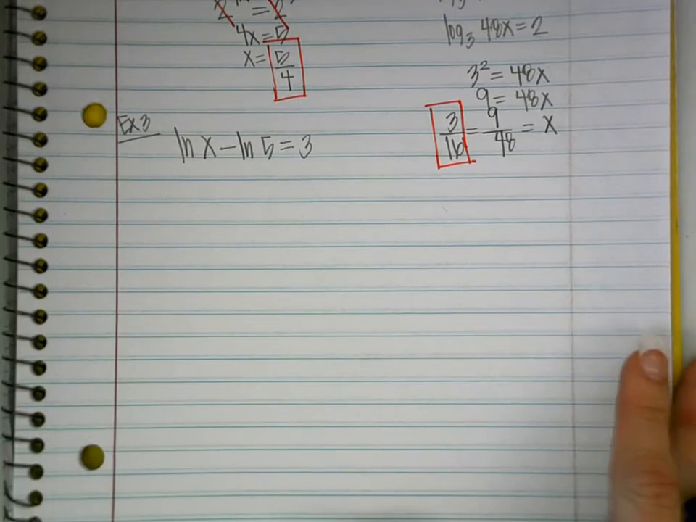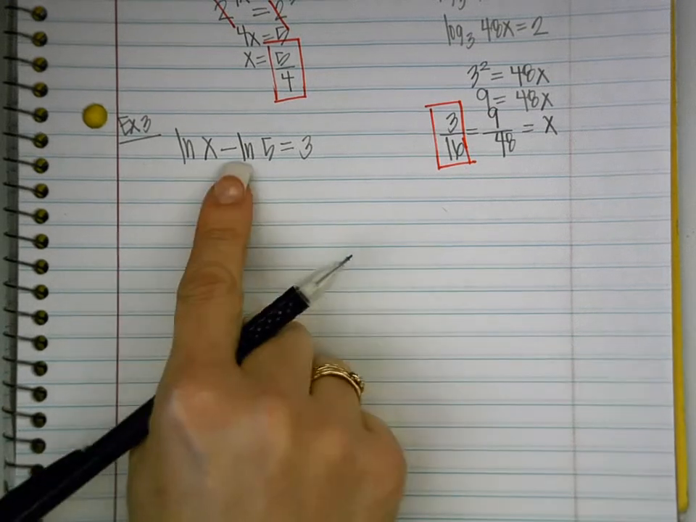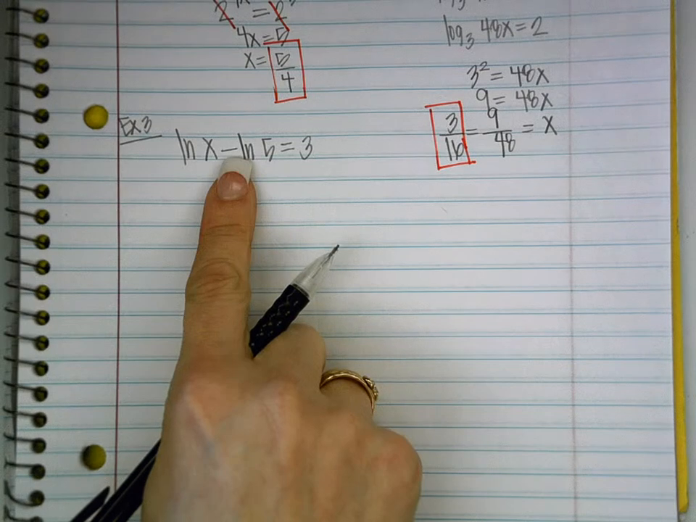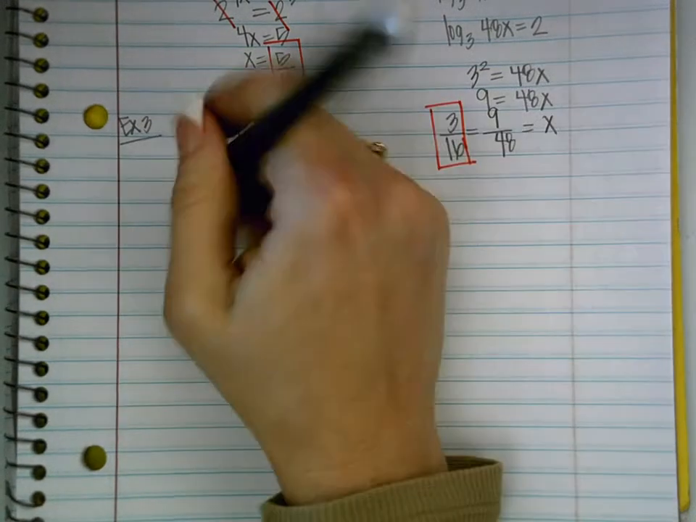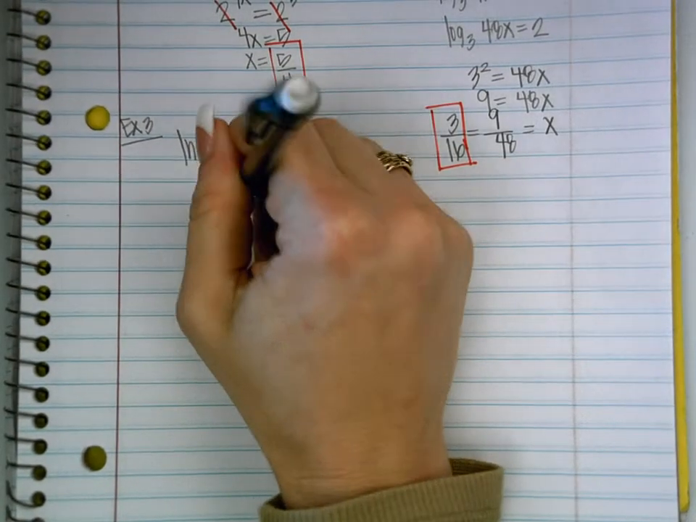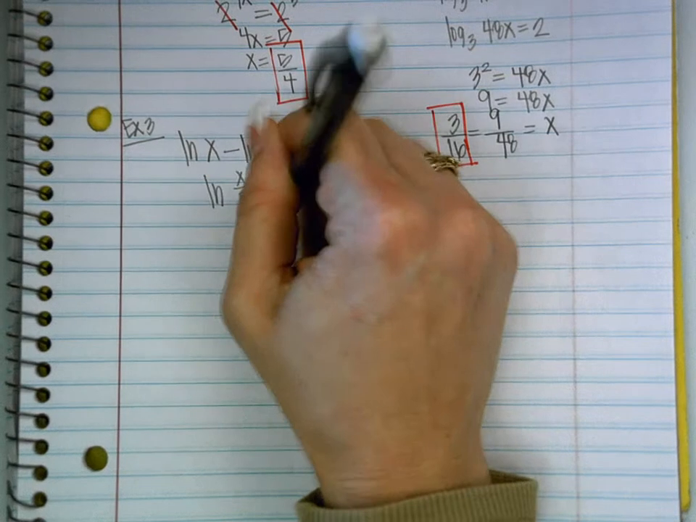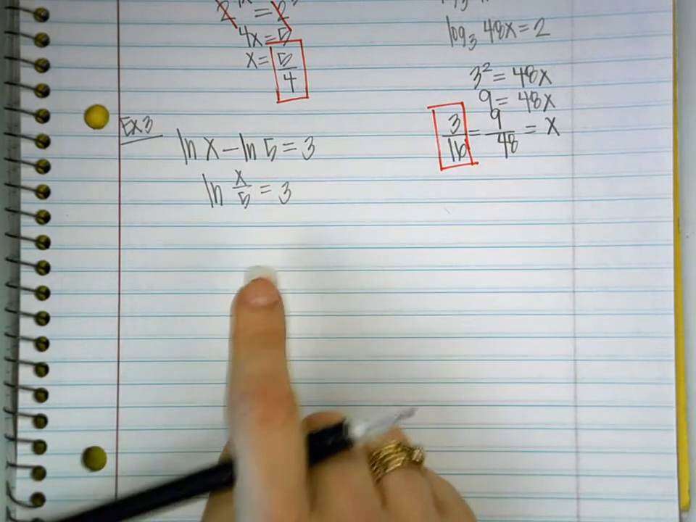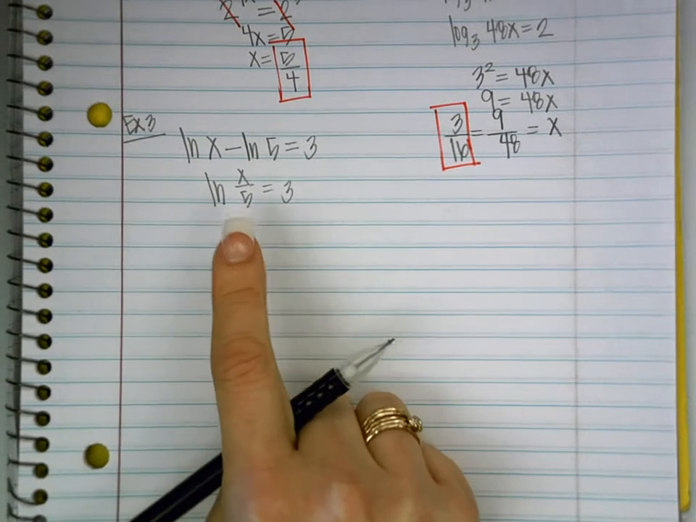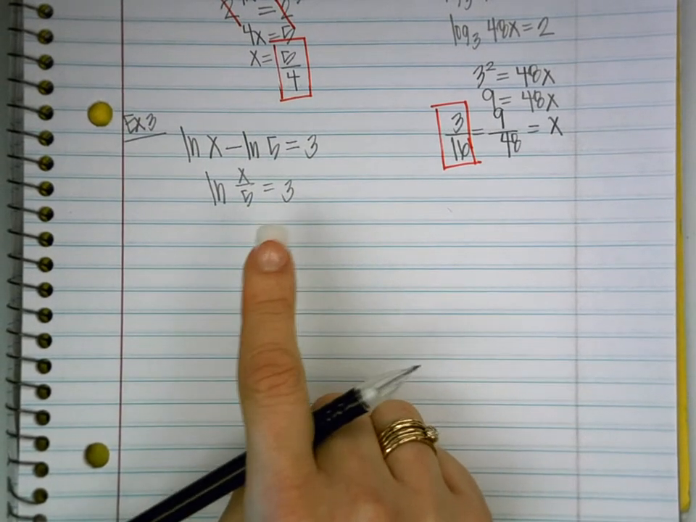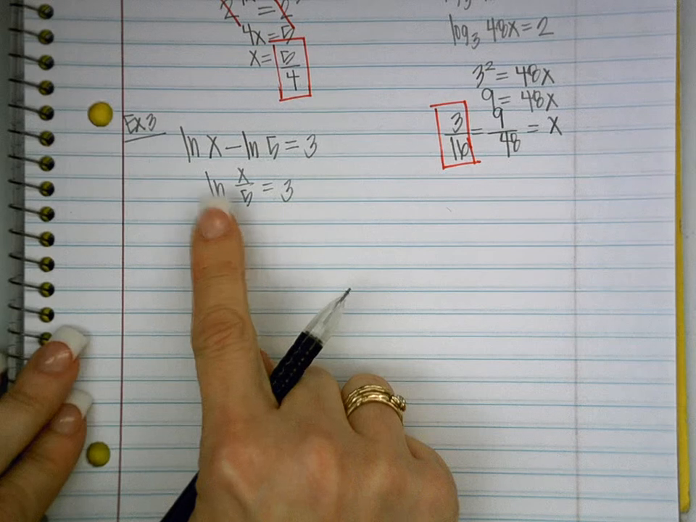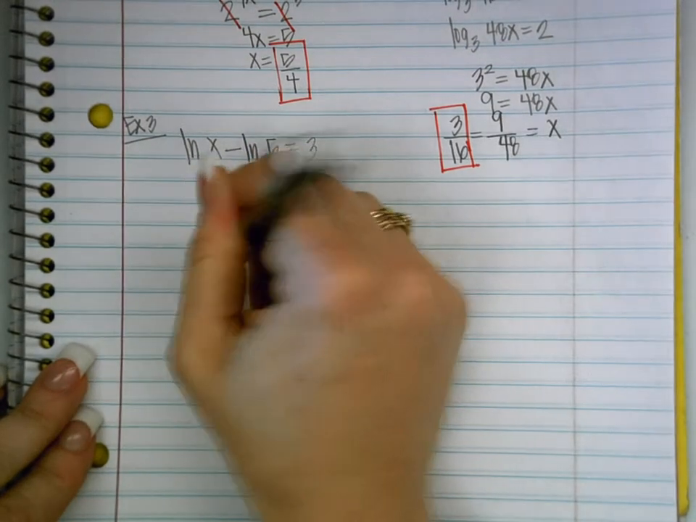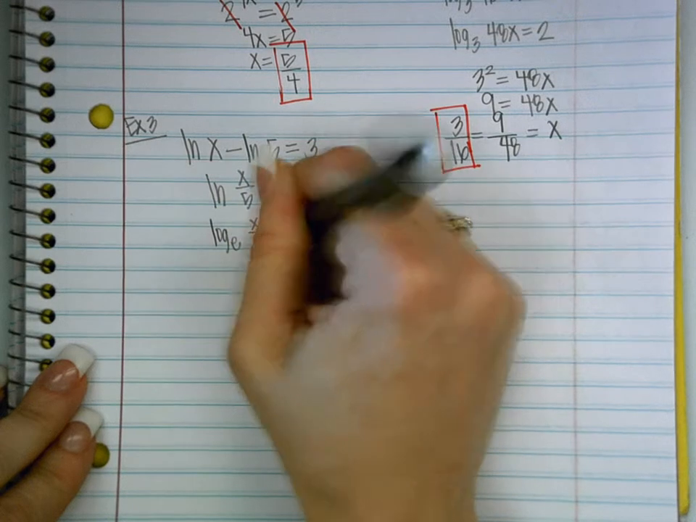Now, when we're first starting, when you're condensing this, you don't have to worry that these are natural logs. You leave them just like that. And subtraction turns into what? Division. So natural log x over 5 equals 3. Now, just like these other ones, I need to rewrite this in exponential form. But can I write this in exponential form yet? No. What do I replace natural log with? Log base e. So log base e of x over 5 equals 3.